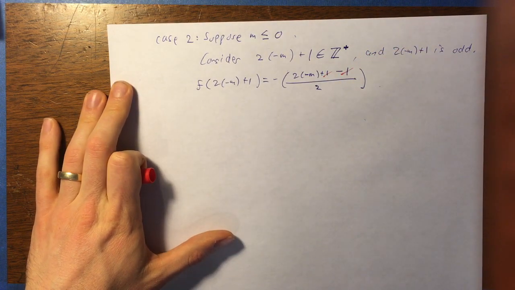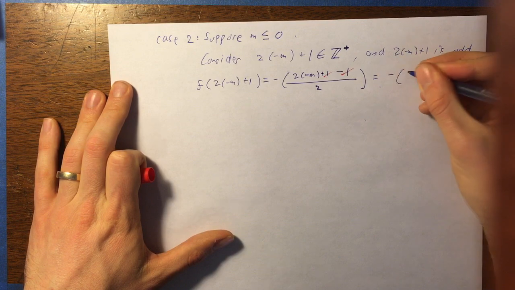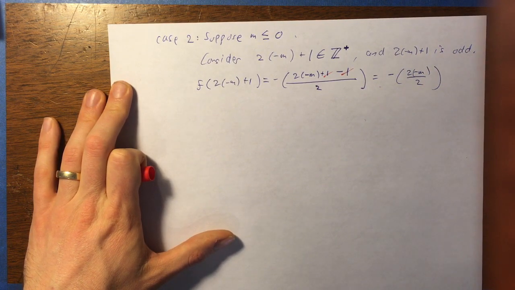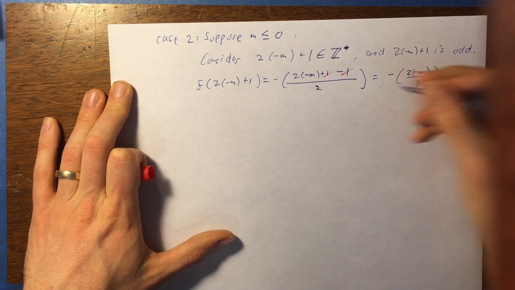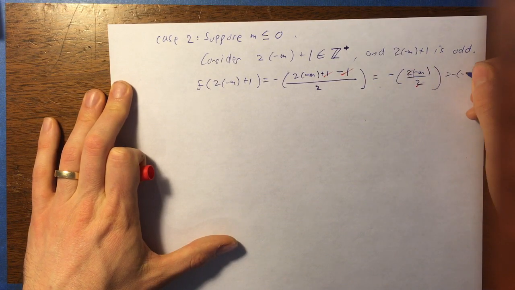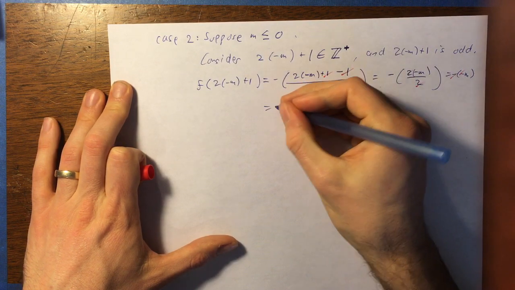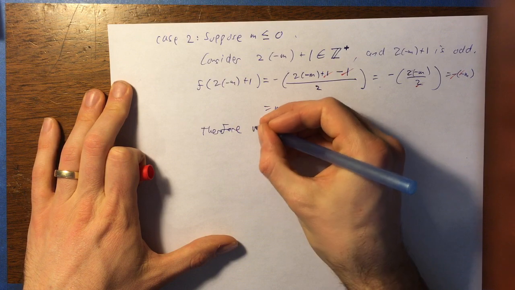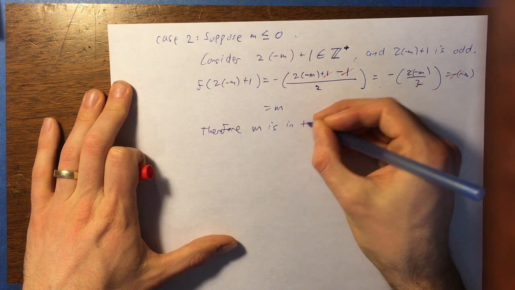Plus 1 minus 1 is going to cancel. Now I have negative 2 times negative m over 2. Now the 2's cancel, and I have negative negative m, and now the negatives cancel, and this just equals m. And so then I can say, therefore, m is in the range.